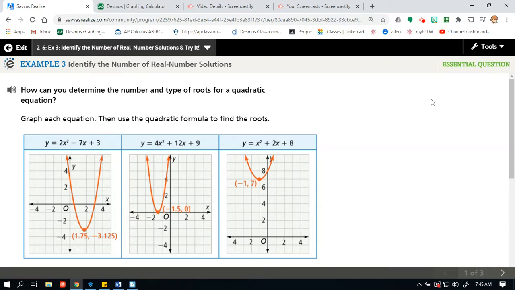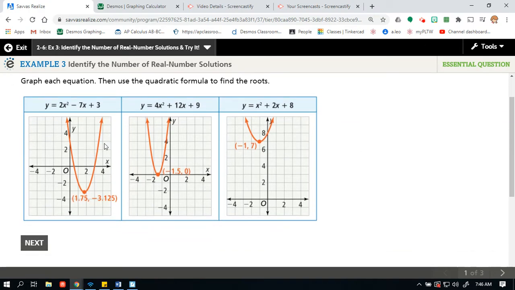In this video we're going to look at topic 2, lesson 6, example 3, and we're going to touch base on something called the discriminant and how the discriminant can help us find the type of roots that we are going to be working with. Like if you have two roots, one root, or no roots. And when I say root, what I really mean is how many solutions, or how many times our graph either crosses or touches the x-axis.